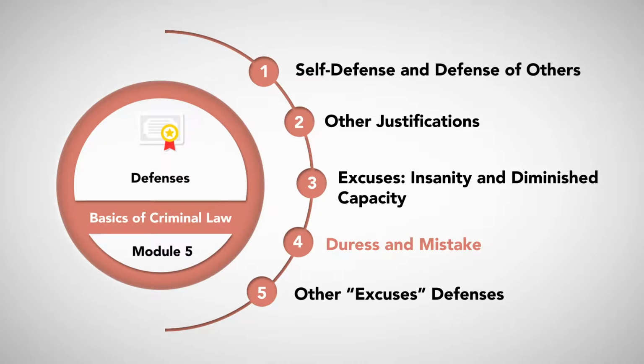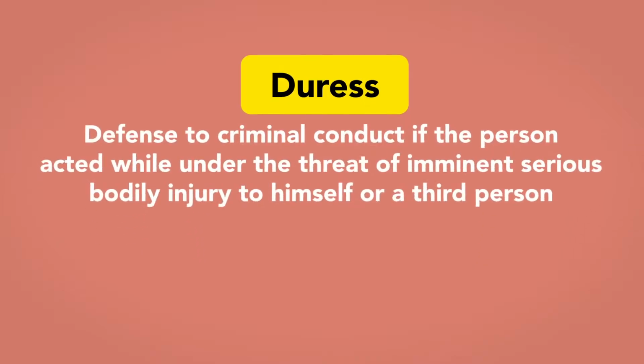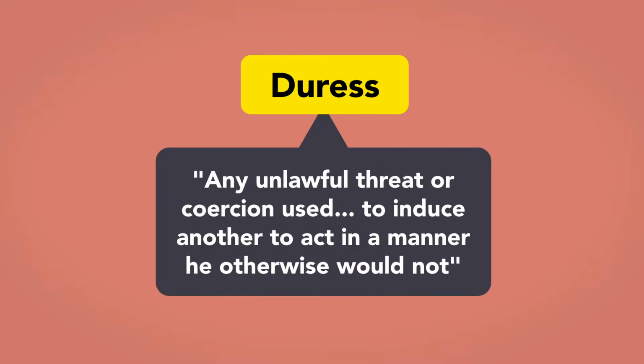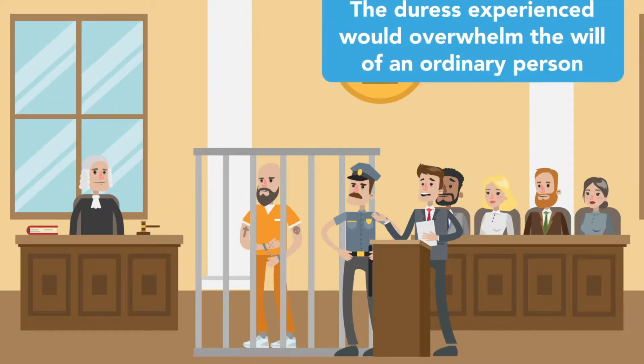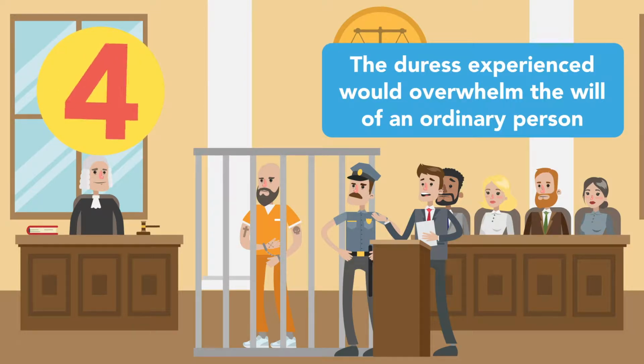Duress and mistake. Duress. Duress is a defense to criminal conduct if the person acted while under the threat of imminent serious bodily injury to himself or a third person. Duress is defined as any unlawful threat or coercion used to induce another to act in a manner he otherwise would not. The basis for allowing a duress defense is that the duress experienced would overwhelm the will of an ordinary person. The defense requires proof of 4 elements.